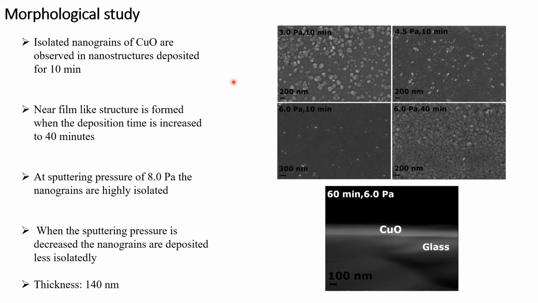Field emission scanning electron microscopy is used to analyze the morphologies of the nanostructures. As observed in this figure, isolated nanograins of copper oxide are observed in nanostructures that have been deposited for 10 minutes. But when the deposition time is extended to 40 minutes, a nearly film-like structure is observed.